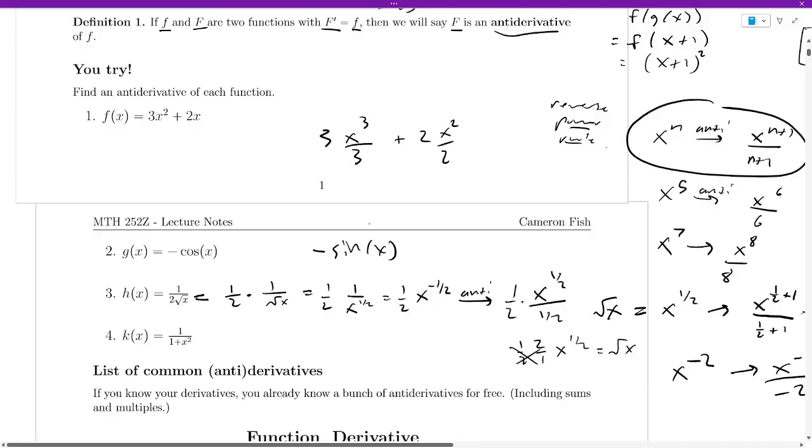One more. So this function here, k of x, is 1 over 1 plus x squared. So this is one that's pretty hard to do if all you have to work with is power rule and what we've talked about so far. We just have to know that there is a particular function whose derivative happens to be this guy. So this antiderivative is arctan of x.